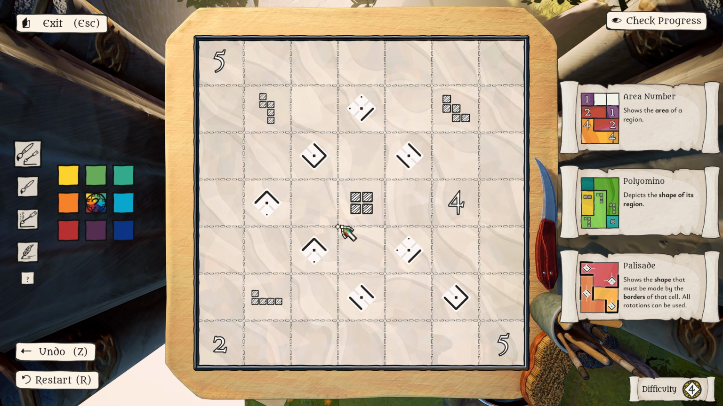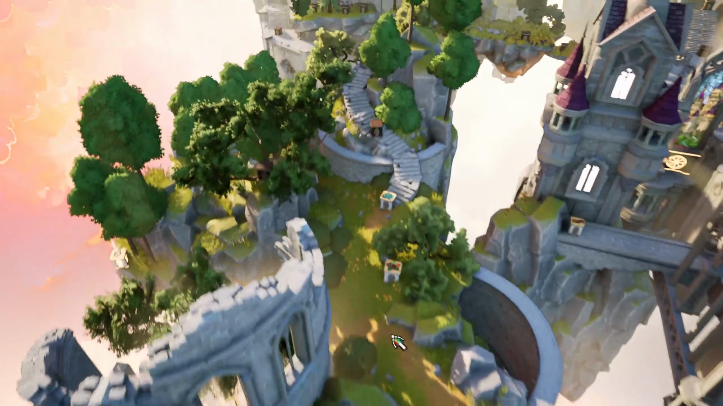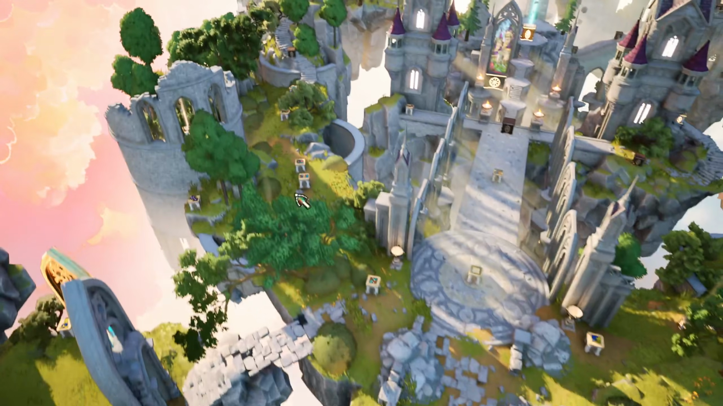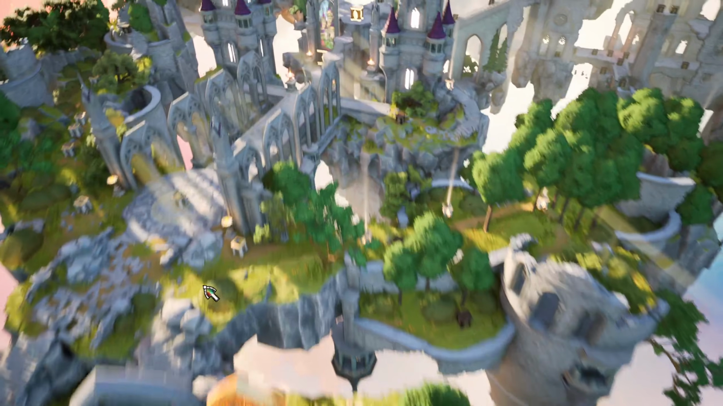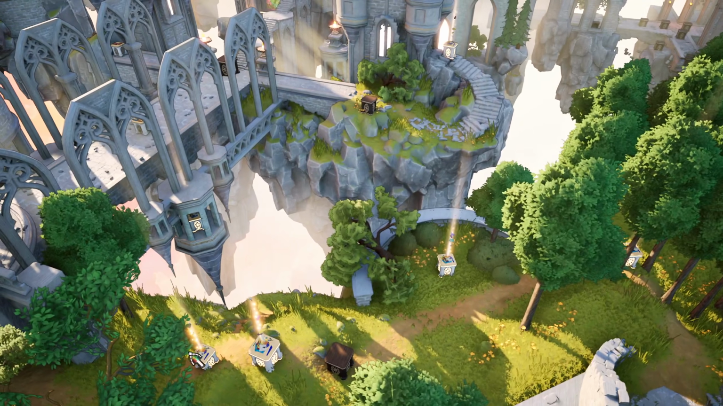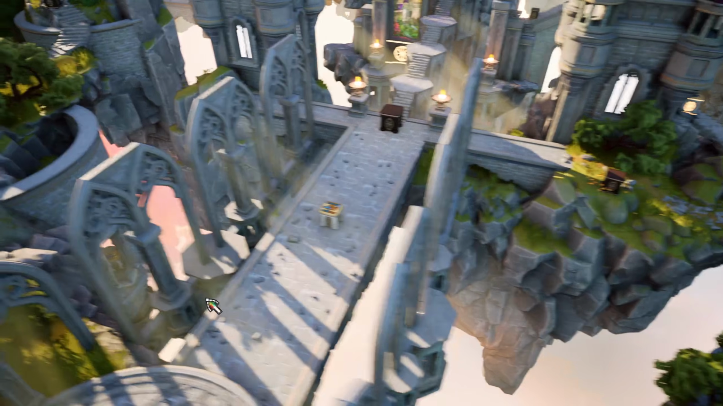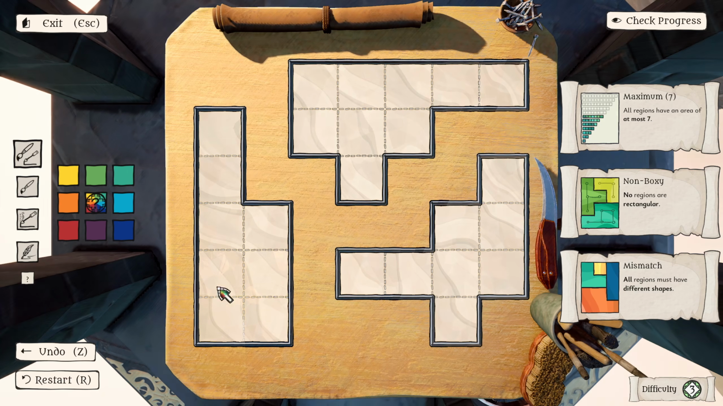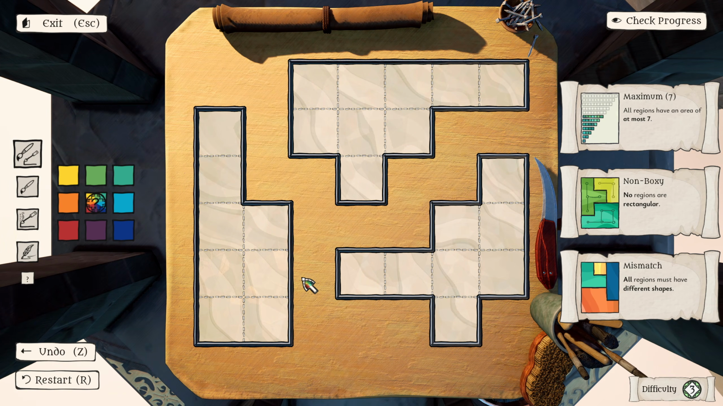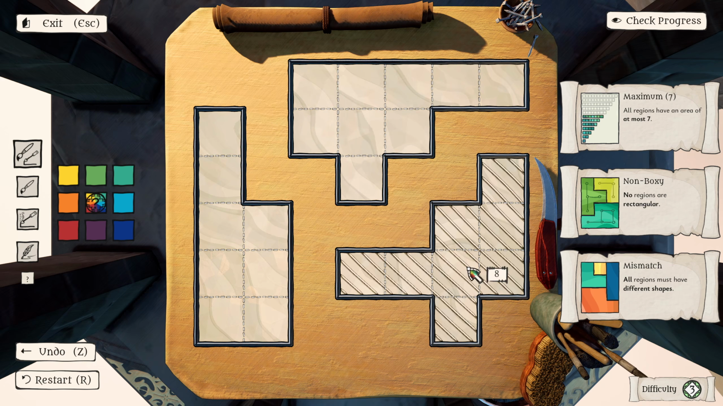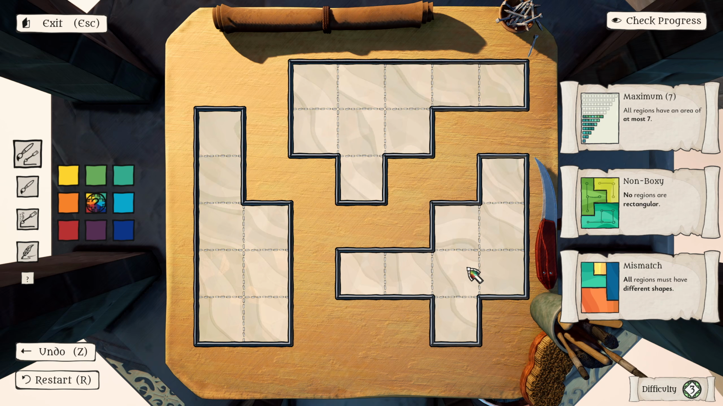This looks a little more complicated than my brain wants right now. So let's just start on this right-hand side. There's also you hiding down there. Is there another one on the opposing side there? No. Just you hiding there. Max 7. Non-boxy mismatch. 8, 9, 8. Max 7. Non-boxy.